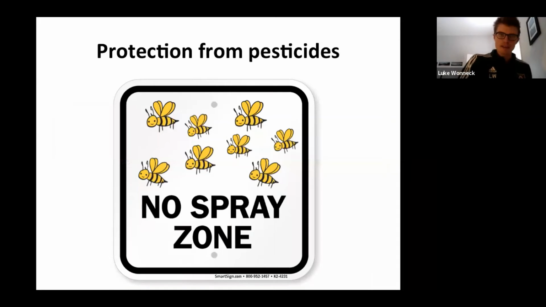And then the final thing that bees and other pollinators need is protection from pesticides. So not spraying any pesticides that could accidentally kill any native bees around there, making sure that you're far away from that, or there's not any of that going around. That's really important as well.